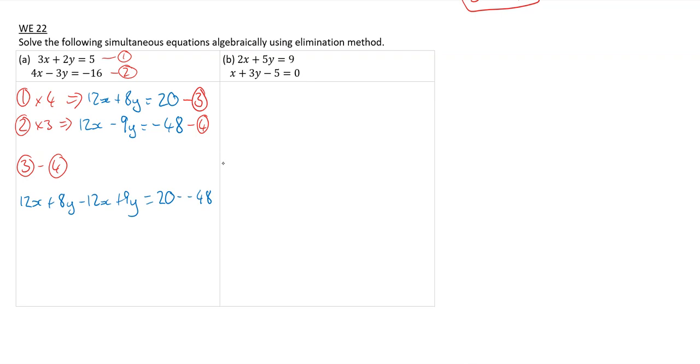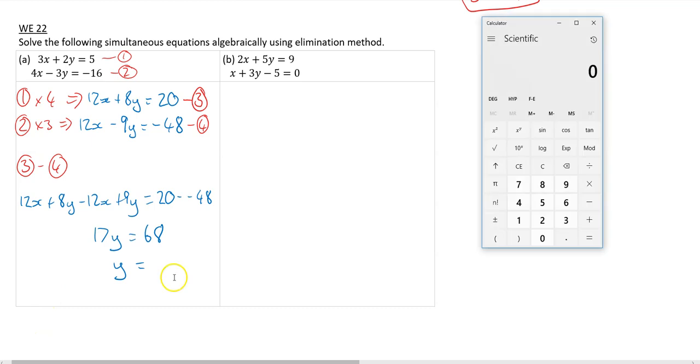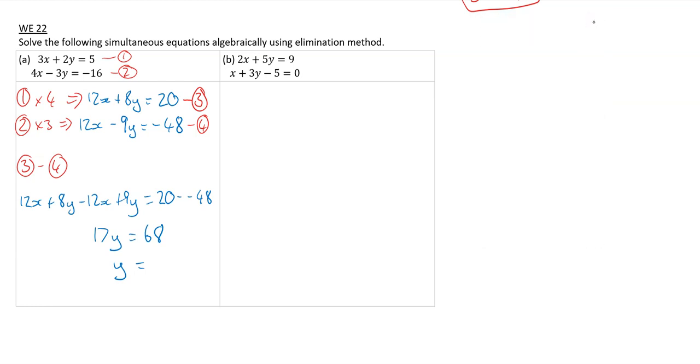12 minus 12, 0, 8 plus 9 is 17y, so 17y equals 20 plus 48, because minusing a negative is the same as adding a positive, is going to be 68. And so then y equals, and now I genuinely don't know what that is, but let's divide 68 by 17, and hope that it comes out with a nice number, and it does. So 68 over 17, and y equals 4.